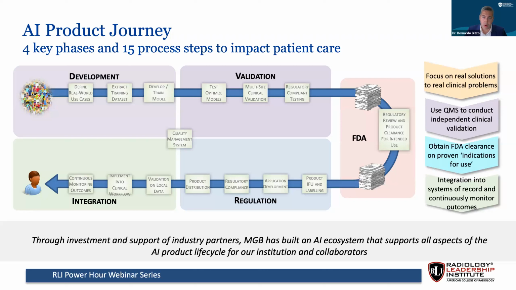Today I will walk you through this journey divided into 3 main parts, starting with AI product development, how we develop software as a medical device. Then we will discuss AI validation, both for an FDA clearance, as well as to ensure these models work before clinical use in our institution. And we'll finish with clinical integration and our framework for AI governance.